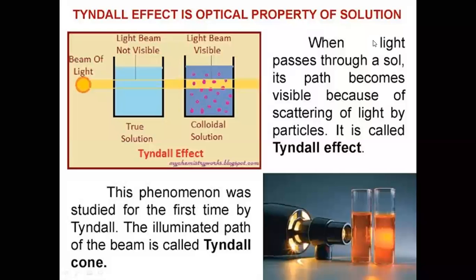Now, what we discussed about solutions. A solution is a homogeneous mixture of two or more substances, that is, solvent and solute. There are three types of solutions: true solutions, colloidal solutions and suspensions. Next we discussed Brownian movement and the Tyndall effect. Now let's see about emulsion.